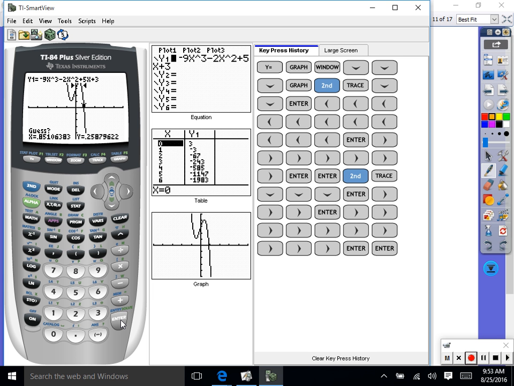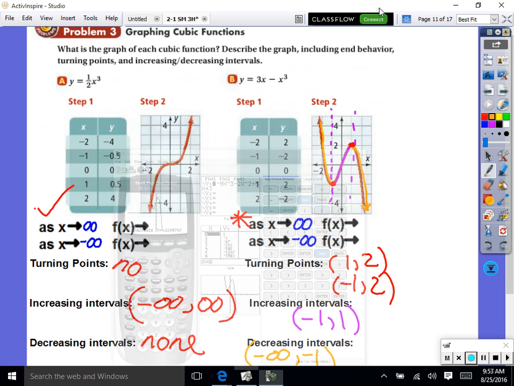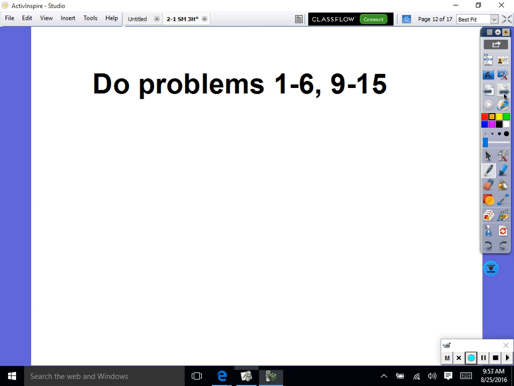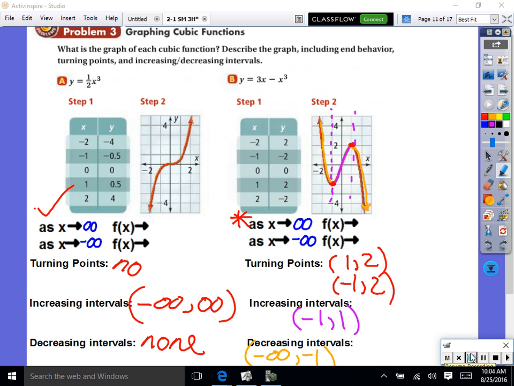Okay, are we all good? I just want to make sure that you're all set. I don't want you to feel lost. Okay, let's practice and then I can help you one-on-one. So these are the problems you're working on now. Sorry about that. You're working on 1 through 6, 9 through 15. Check with me as you go. A lot of the same questions.